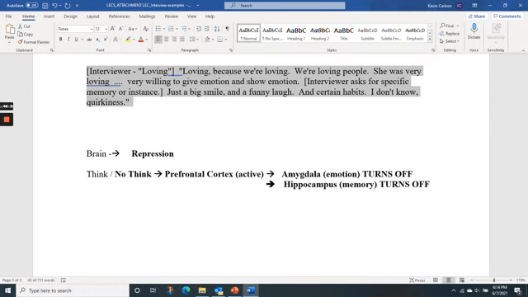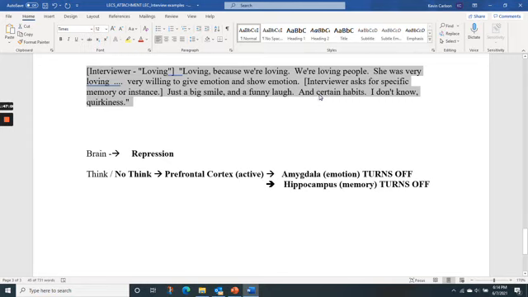So it says loving. So give me a specific episode that shows this. She was very loving, very willing to give emotion and show emotion. So the interviewer says, well, thank you, Webster, for the definition of love, or just repeating love a bunch of times. Can you give me a more specific instance of this? Of course, it doesn't say it with that sarcasm. And so the person says, well, just a big smile and a funny laugh. And certain habits. I don't know, quirkiness.